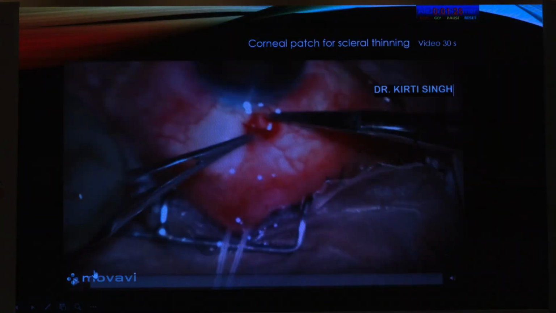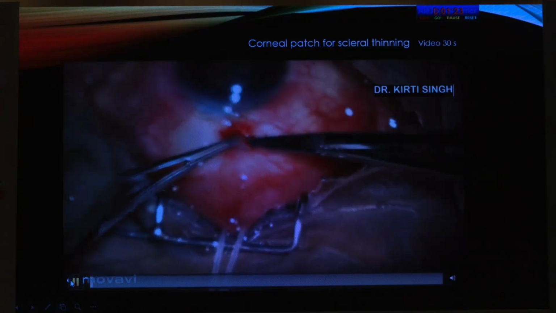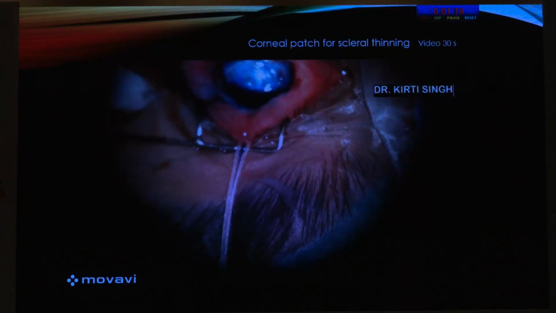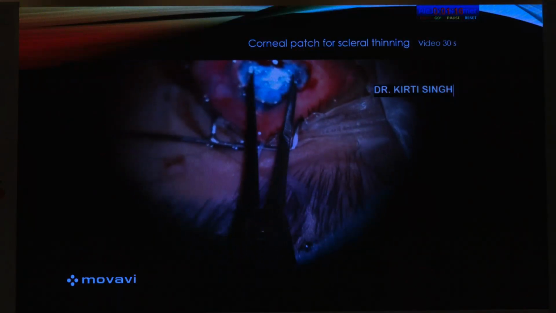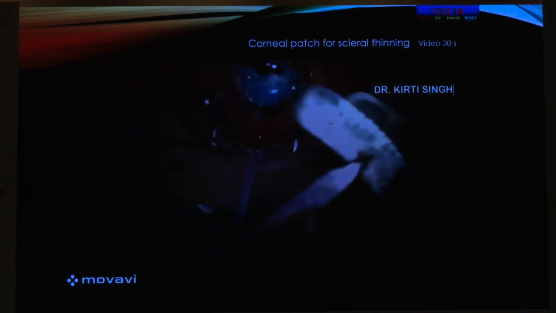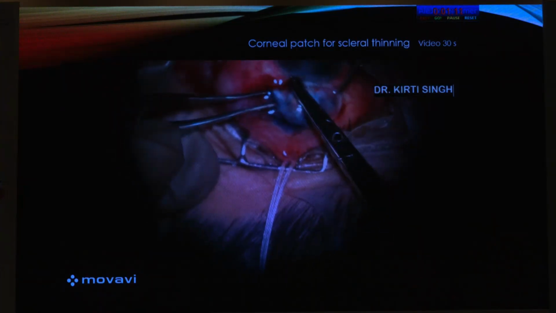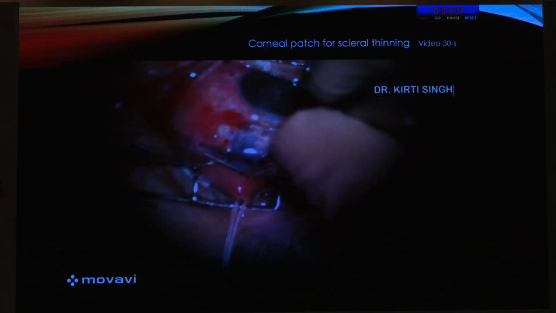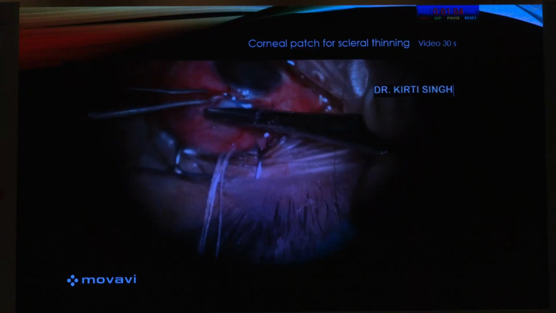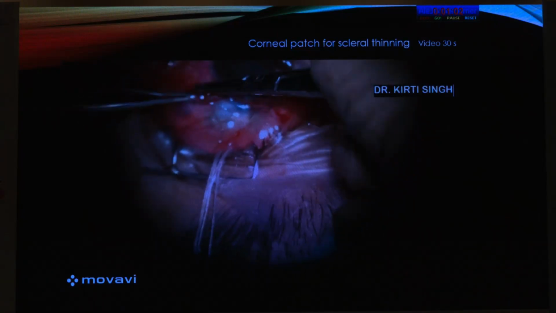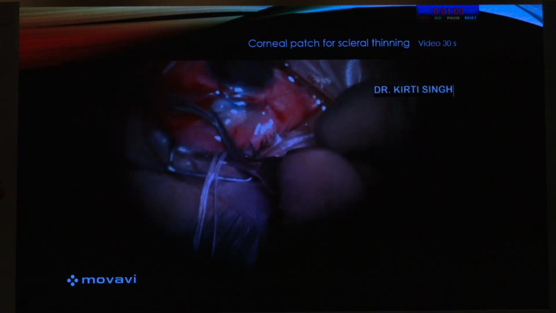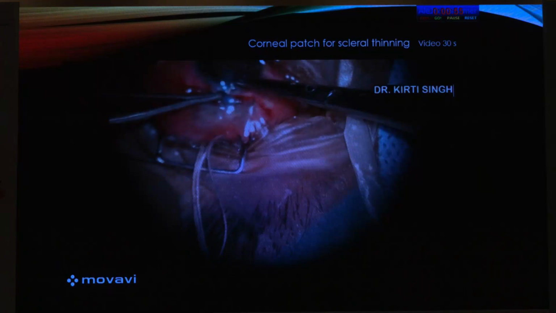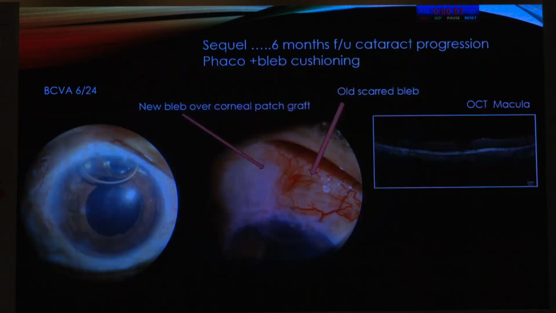So this is a technique of doing the patch graft, and we prefer to do a corneal patch graft and not a scleral one. Reason being, first, cornea is easy to get. Second, the cornea is visible throughout and you can see the sclera through it. And third, cornea stays better. Scleral necrosis I have seen, scleral melting I have seen, but crossed fingers, till today no corneal melting has happened. For tube shunts also we use the corneal patch graft. This is the corneal patch graft in position, and the conjunctival advancement has been done and the bleb has been resutured.